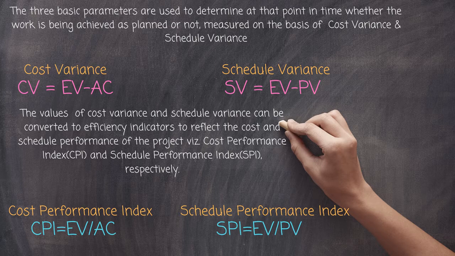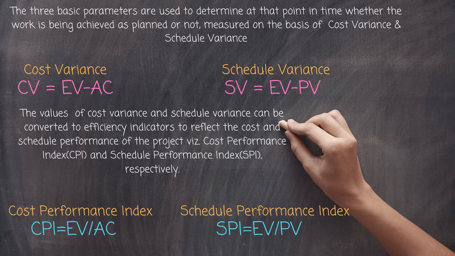The three basic parameters are used to determine at a point in time whether my work is being achieved as planned or whether there is some kind of deviation. It is measured on the basis of the cost variance and schedule variance. The cost variance has a particular formula: the earned value minus the actual cost gives us the variance in terms of cost. The schedule variance is given as the earned value minus the planned value.